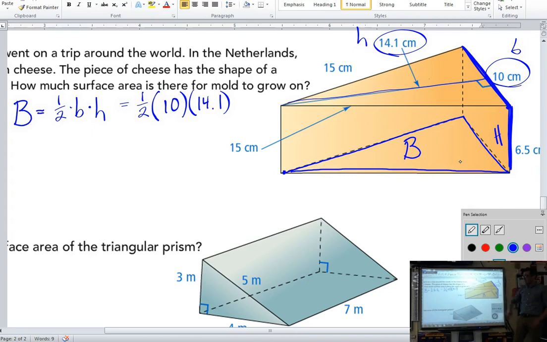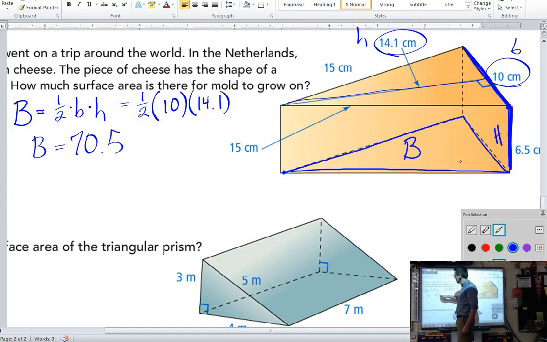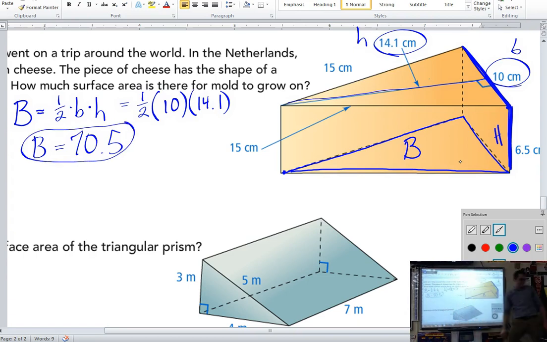So I do this math: 10 times 14.1, I'm going to shift my decimal. Then I'm going to have to cut it in half. That gives me 70.5 for big B. I'm going to circle that because I'm going to need it. I'm not done, but I'm going to need that.